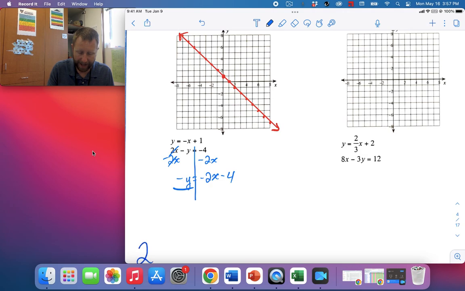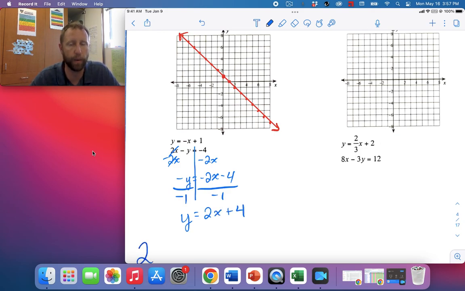So I'm going to divide everything by negative 1. Now anything divided by 1 is itself, but since it's a negative, I'm dividing everything by negative. Well, negatives divided by negatives are positives. So everything just turned positive just by doing that one move.